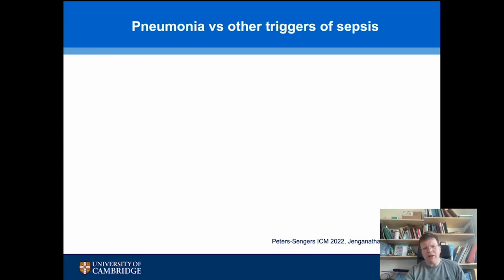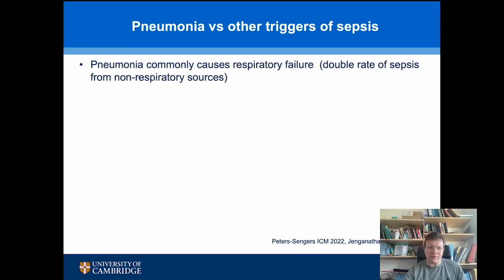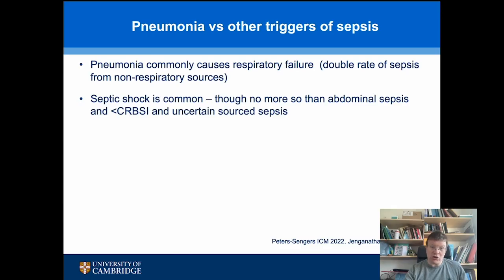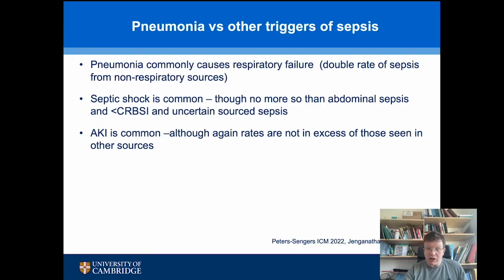If we consider pneumonia compared to other triggers of sepsis, as I've already mentioned, the most common organ failure is, of course, respiratory failure. And the rate of respiratory failure in pneumonia is twice that seen in sepsis of non-respiratory sources. Septic shock is common, no more so than abdominal sepsis, and a little bit less common than catheter-related bloodstream infections or sources of uncertain origin, but still a significant problem. Acute kidney injury again is common, although rates are not in excess of those seen in other sources of sepsis.